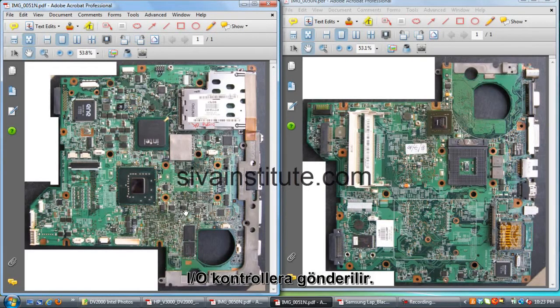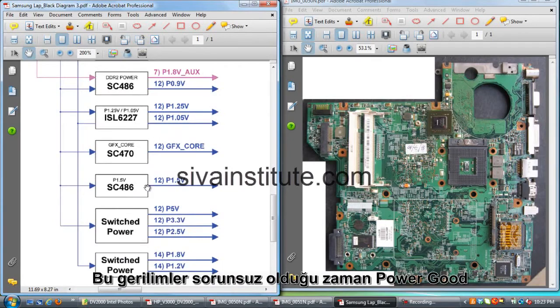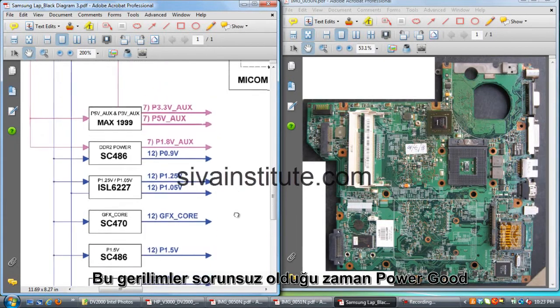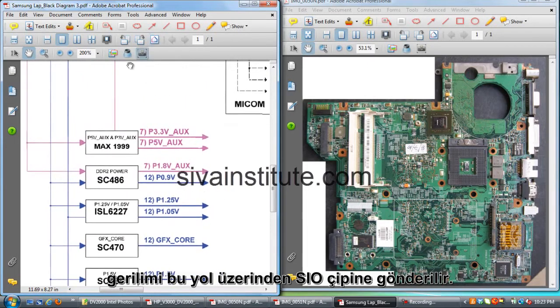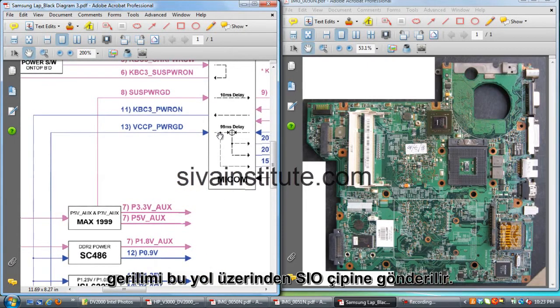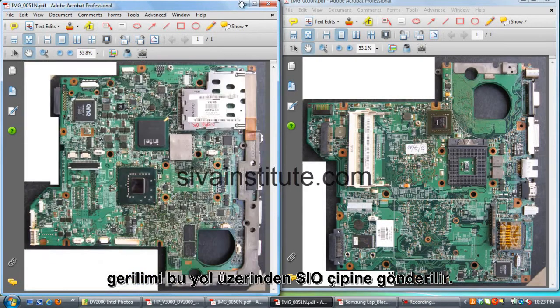When this voltage is okay, from these regulators the voltage goes to the IO controller. When this power supply is okay, this power good voltage goes to, see here, this is the incoming 3.3 volts, 3 volts comes to the switching regulators. When this supply is okay, this power good voltage goes to VCC, power good voltage goes to the SIO chip, that means this SIO chip. These all regulators release power good voltage to this SIO chip. This voltage goes to the SIO chip.